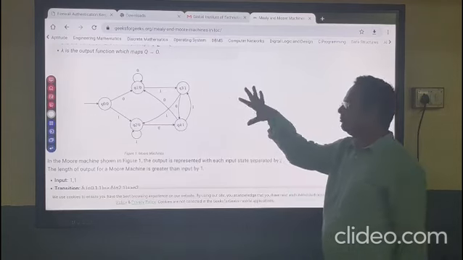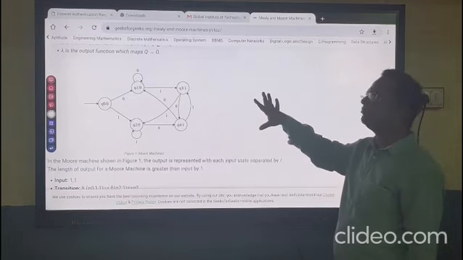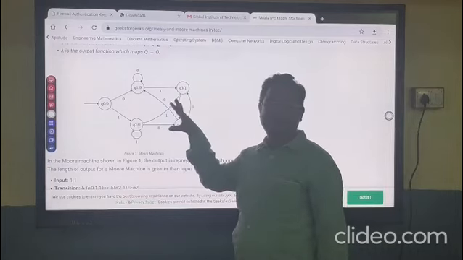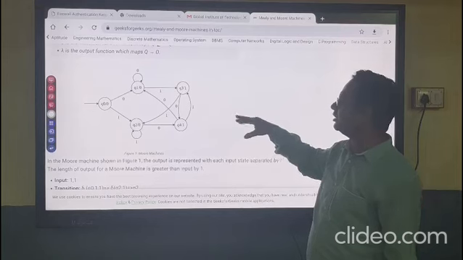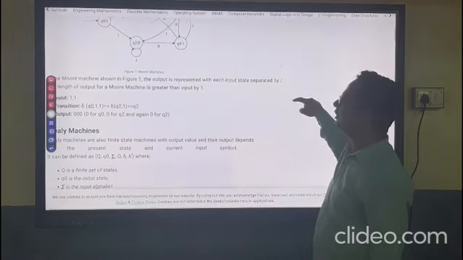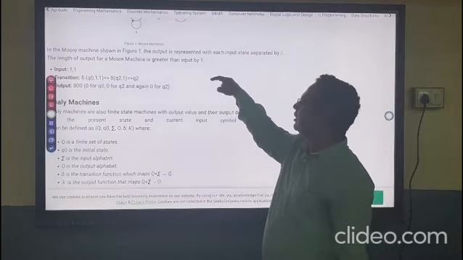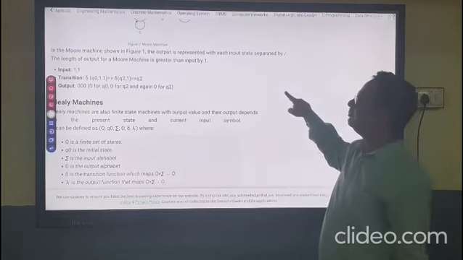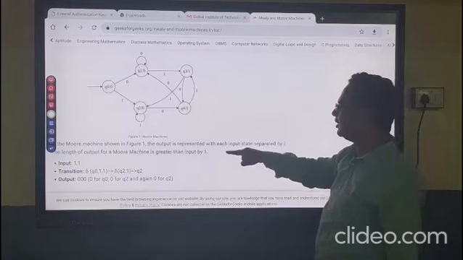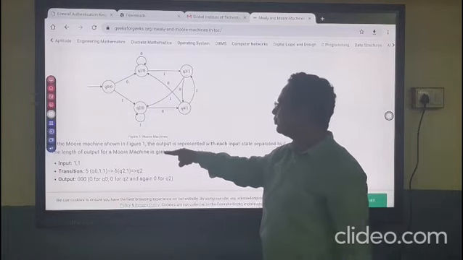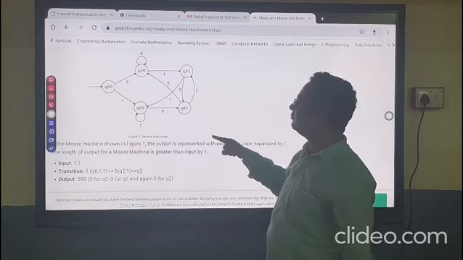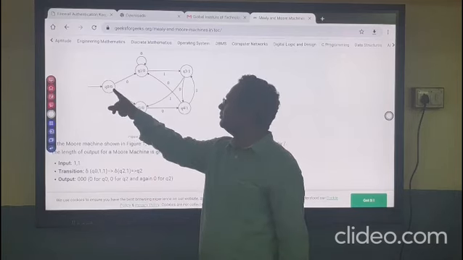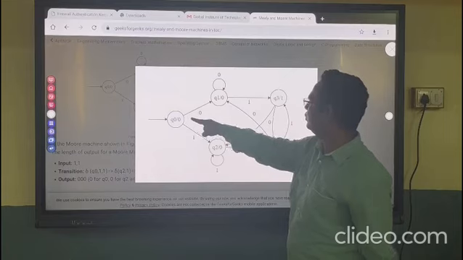By looking at this transition diagram, the main point is that every next state depends on the current input. So here, in the Moore machine example, the length of the output is greater than the input by 1. How is it possible? The length of the output for the Moore machine is greater than the input by 1, because it already has that particular output 0.